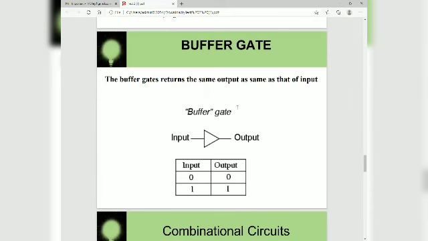So, buffer gate. The buffer gate returns the same output as that of the input. If we put the input as 0, then output is also 0. If we put input as 1, then output is 1. So input is equal to output, that is the buffer gate.